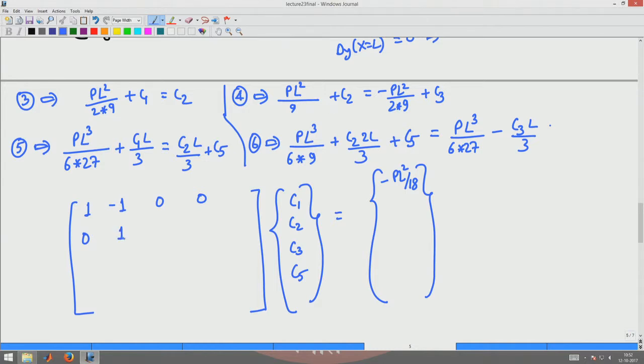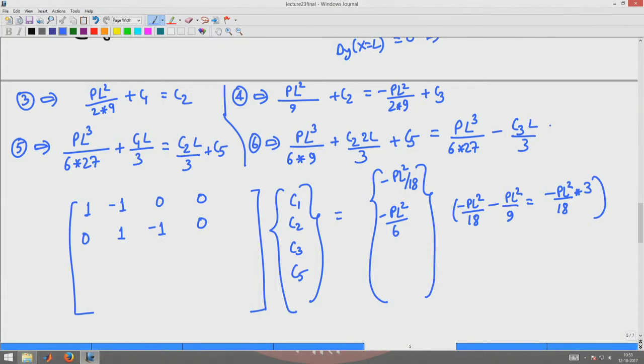So, C2 coefficient is 1, C3 coefficient is minus 1, okay. C5 is not there. So, that is 0, and that should be equal to PL square by 6 minus, because I have minus PL square by 18 minus PL square by 9. This will be minus PL square by 18 into 3 into 3 by 18. So, that will be PL square by 6.